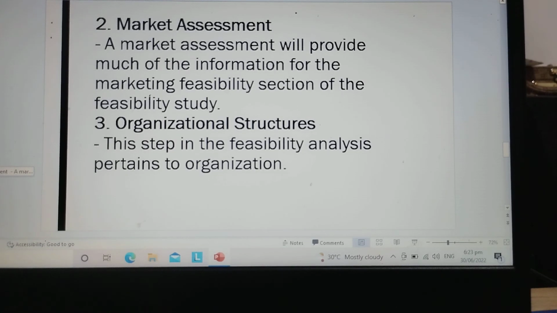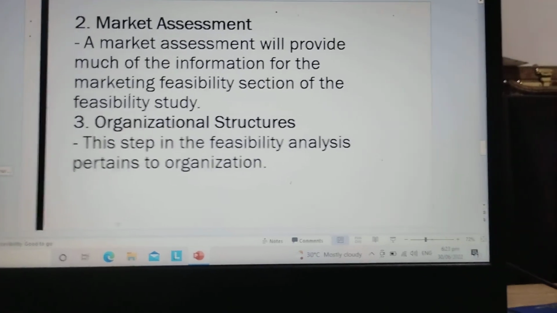If opportunities are found, the market assessment can give focus and direction in the construction of business scenarios to investigate in the feasibility study. A market assessment will provide much of the information for the marketing feasibility section of the feasibility study.